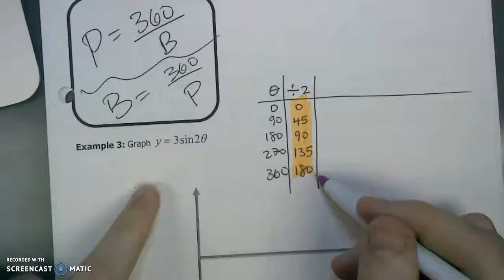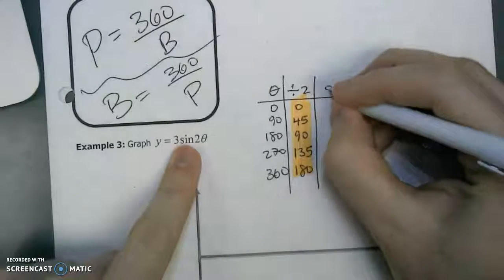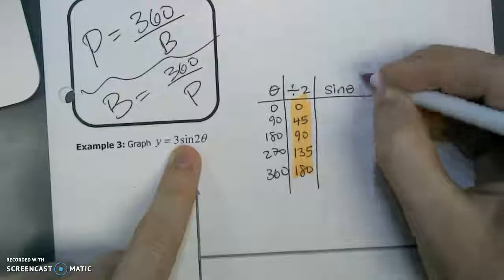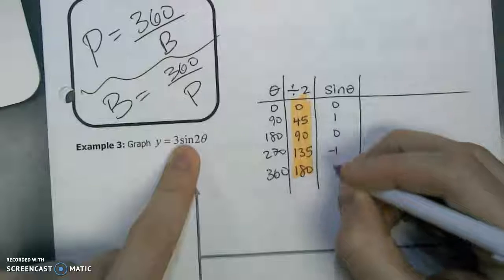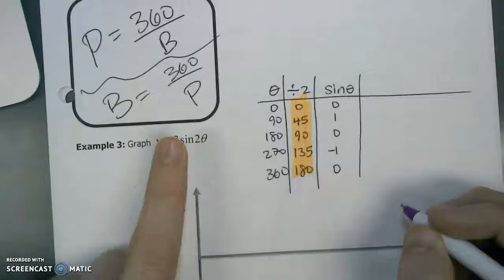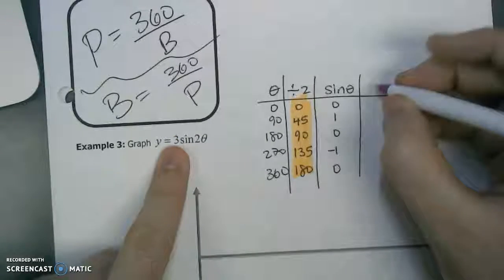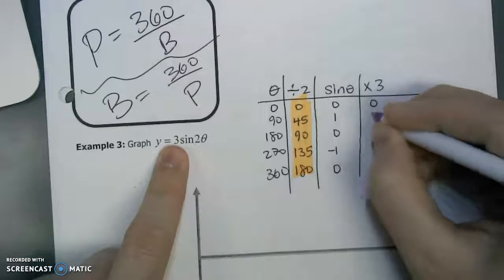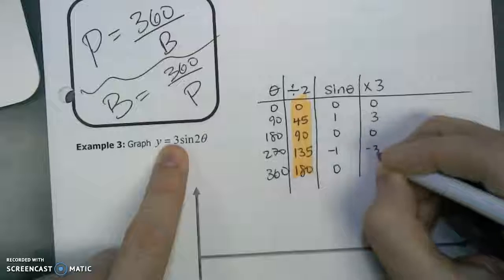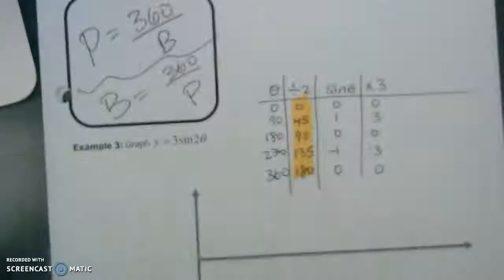Now we're going to put our normal sine values, which start at 0 and go up, 0, down, 0. And there's a 3 on those, so we're going to multiply by 3 for each of those y values. So it's going to be 0, 3, 0, negative 3, 0. So those are the new y values.